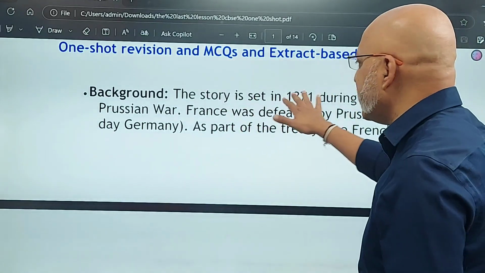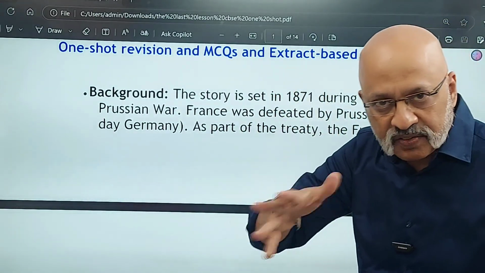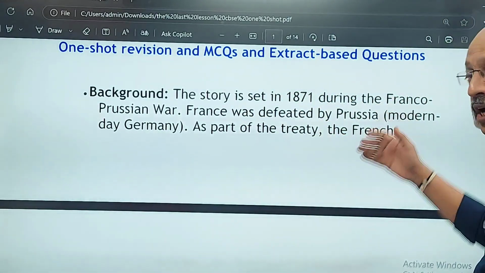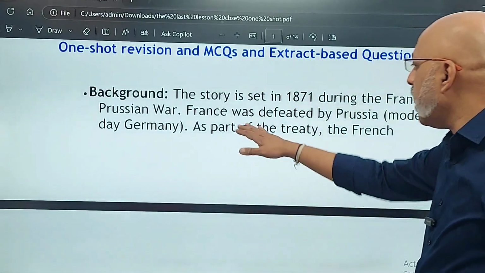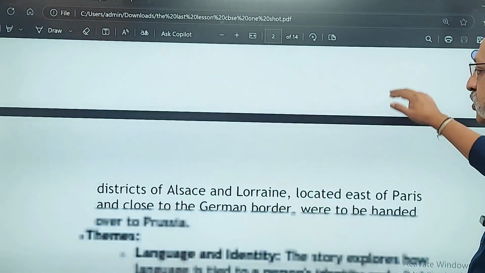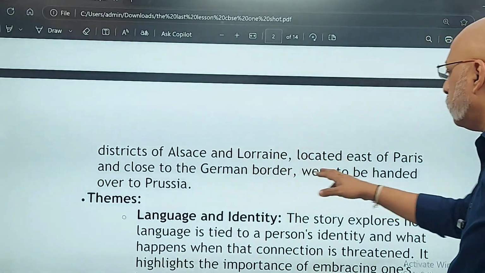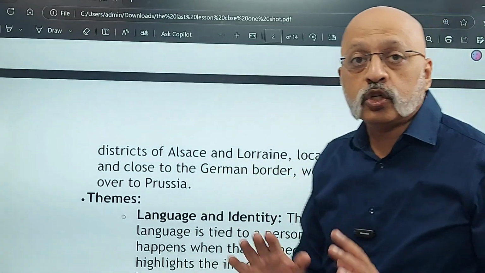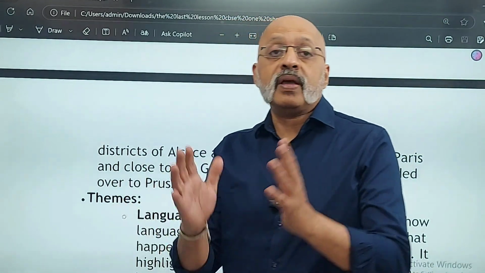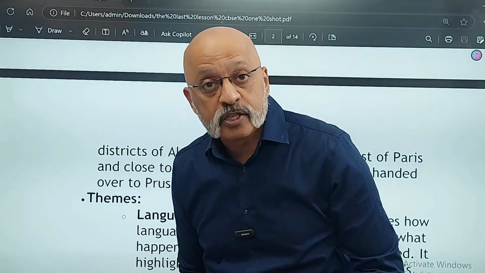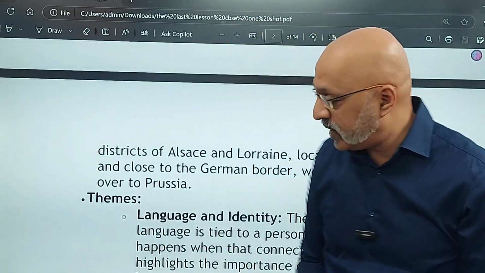The background: the story is set in 1870-71, during the Franco-Prussian War. France was defeated by Prussia, which is modern-day Germany. As part of the treaty, the French districts of Alsace and Lorraine, located east of Paris and close to the German border, were to be handed over to Prussia. So the Prussian army had taken control of these two towns, and that's where this story is based.